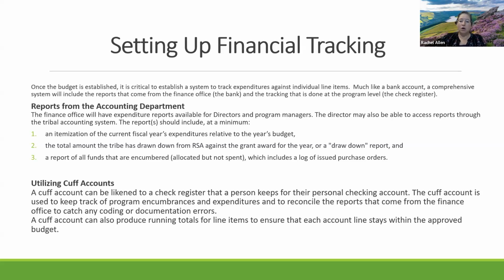You still need to not overspend, and making sure that you have those included in those reports will help you to stay on track. So utilization of a CUF account is another method that you can use to stay on track. That's not a requirement, but it's helpful for a lot of people. And that can be, again, similar to a check register that you might use with a checking account. Another way of just checks and balances, being able to make sure in an organized way that you're staying on track.